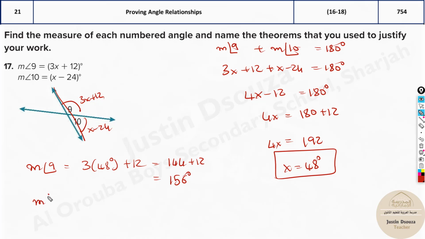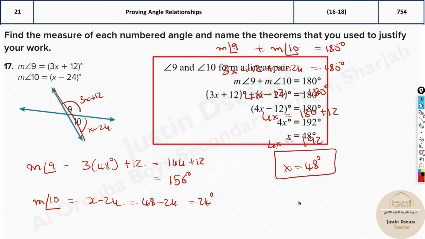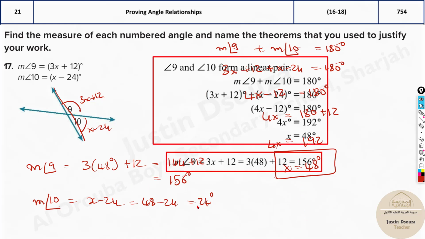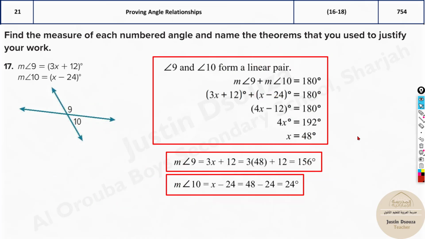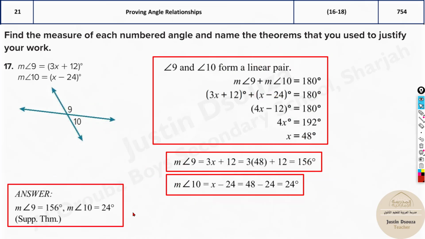The same way, what is the measure of angle 10? Now over here you can do 180 minus this, or let's solve it as x minus 24, that is 48 degrees minus 24 degrees, that's 24 degrees only. So it's 156 for the measure of angle 9 and 24 for the measure of angle 10. So you can see it's 156 and 24, and the x value was 48 degrees.